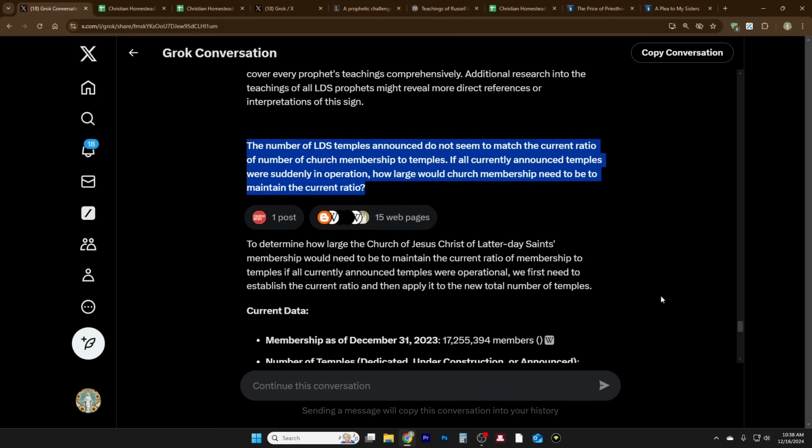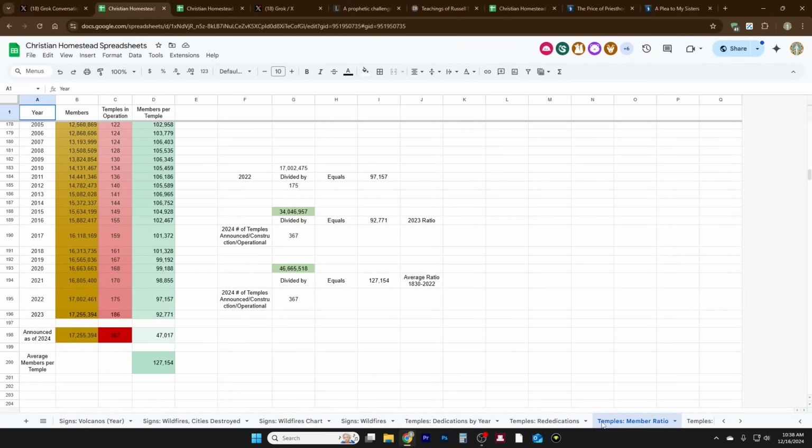Now, you may know, I've already done this myself. I did it manually. I have a spreadsheet called Temples Member Ratio. By the way, you can access my spreadsheets anytime. The link is in the description box of each video. I always have to say that because I always get emails and comments asking me if people can access my spreadsheets. Yes, the description box of each video.